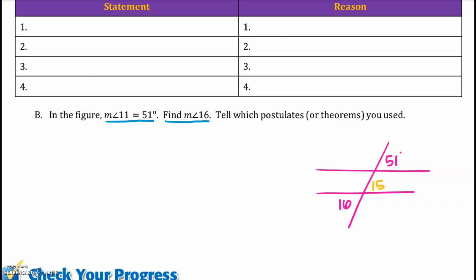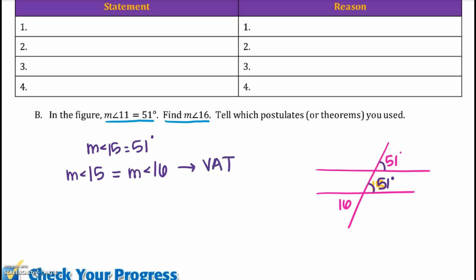So I know that because this angle is 51, then this angle would also be 51 degrees. And then the measure of angle 15 equals 51. And I know the measure of angle 15 is equal to the measure of angle 16 because of your vertical angles theorem, what we learned last chapter. So then I'm just going to substitute 51 right there. So the measure of angle 16 is going to equal 51 degrees also. All right, if you will stop this video and try your 2 check your progresses at the bottom of that page.